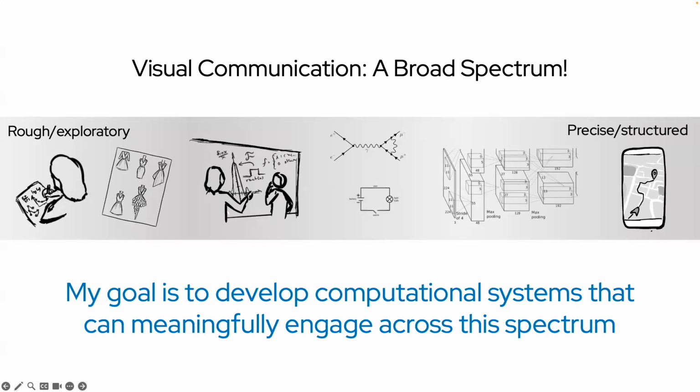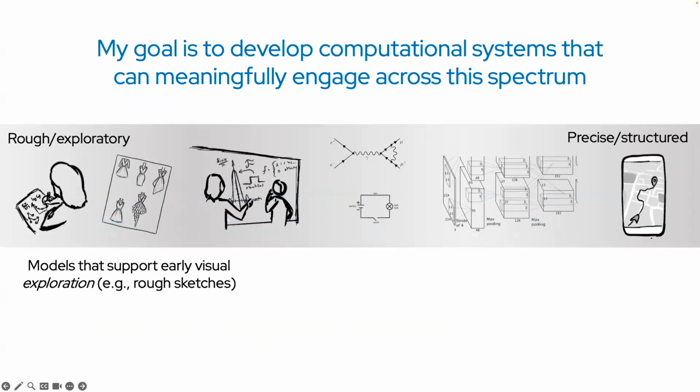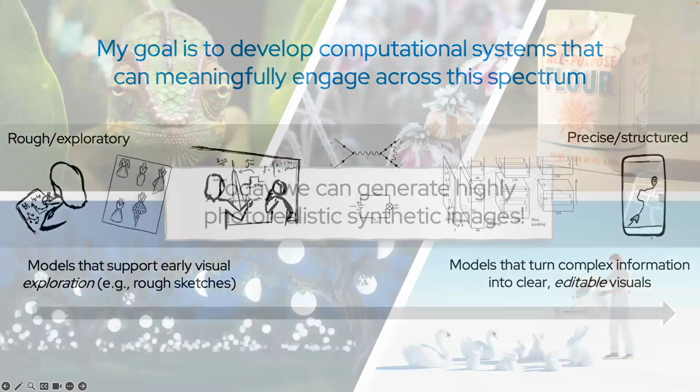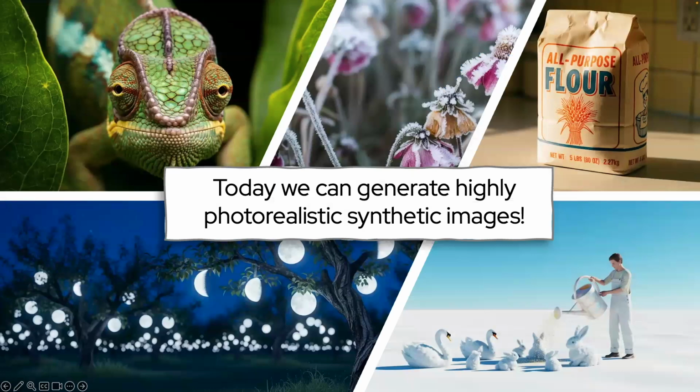And my work is mostly generative. So this ranges from models that in the future could actually support this early and rough exploration with visuals, for example, models that serve as whiteboard collaborators, to models that can help us to exchange knowledge more efficiently by compressing complex information into very clear visuals. And while this field is generative, maybe this feels connected to the recent advancements that we have seen in recent years, where today we can generate very high quality images quite easily from text prompts. This is quite remarkable progress.